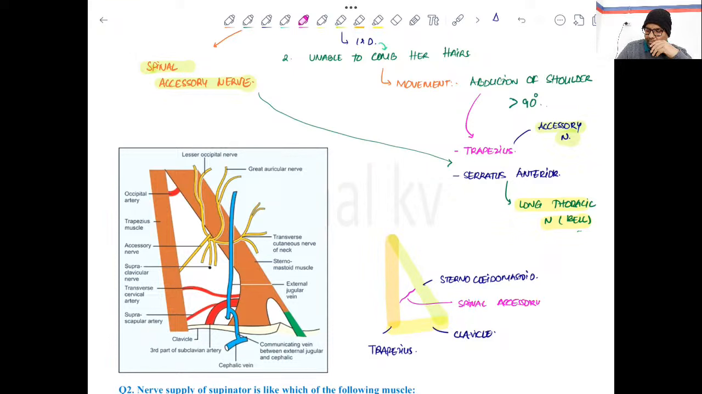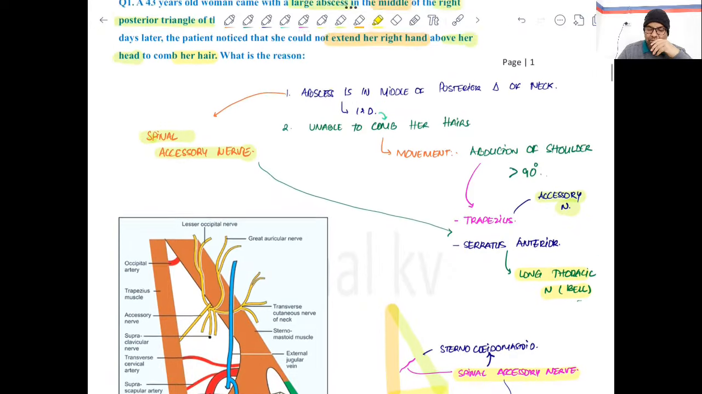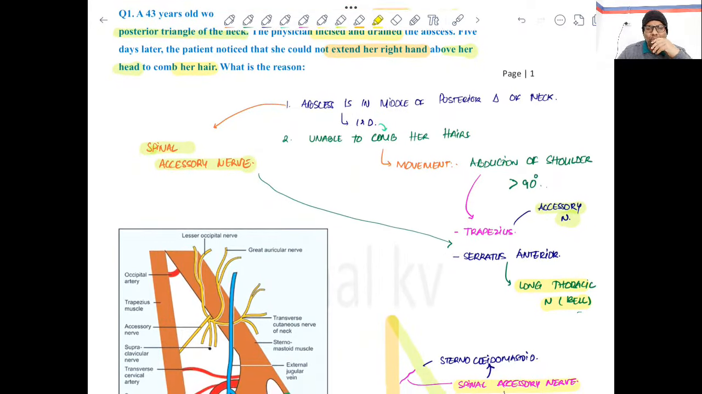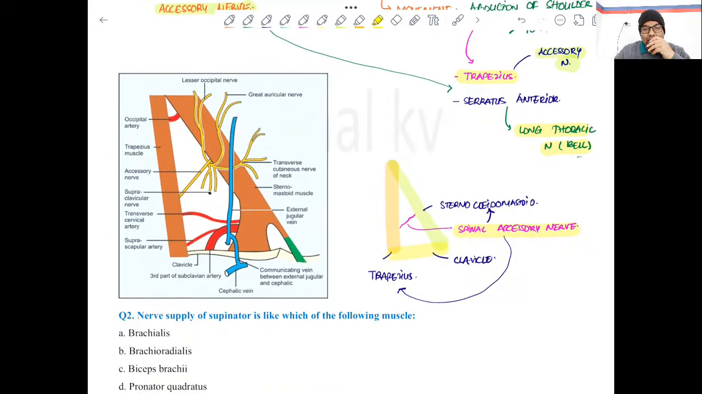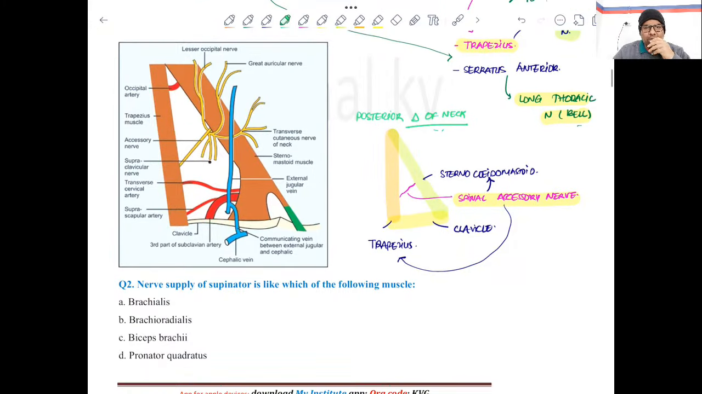Clear? So if there is any injury to this nerve, there will be paralysis of two muscles. One is of course the sternocleidomastoid and the second one is trapezius. So both these muscles are supplied by spinal accessory nerve. Clear? So this is the answer in this particular question. The lady is not able to comb her hair, it means she can't abduct the shoulder beyond 90 degree, and there is paralysis of trapezius, which is supplied by spinal accessory nerve, which is the content in the posterior triangle of neck. So this is the posterior triangle of neck. Clear? So this is how you can get your answer.